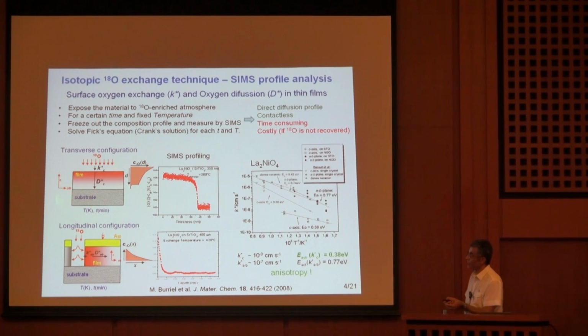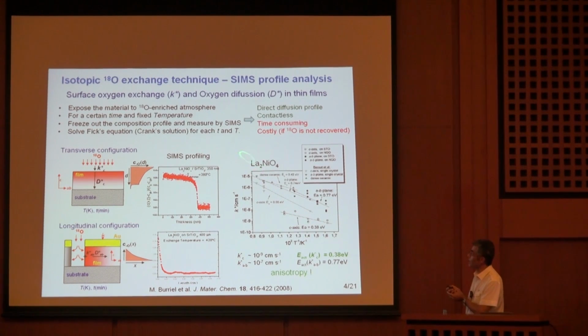So with those two experiments, you can also obtain a profile, and then you can analyze this profile in the same way as before. Then you can measure if there is any kind of anisotropy in the oxygen diffusion and oxygen surface exchange in these materials.